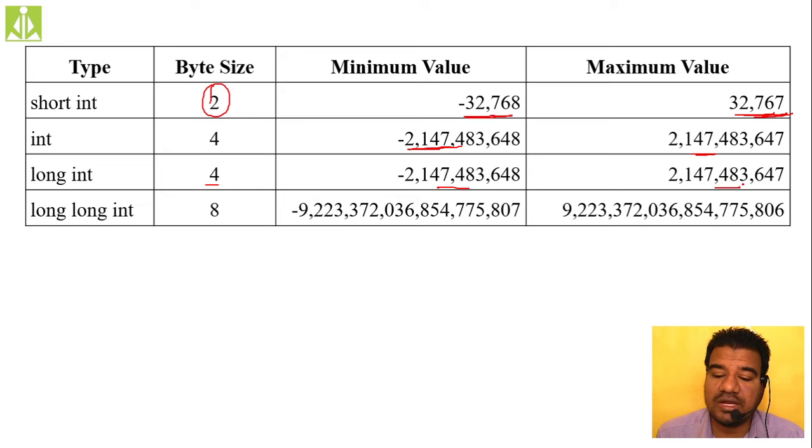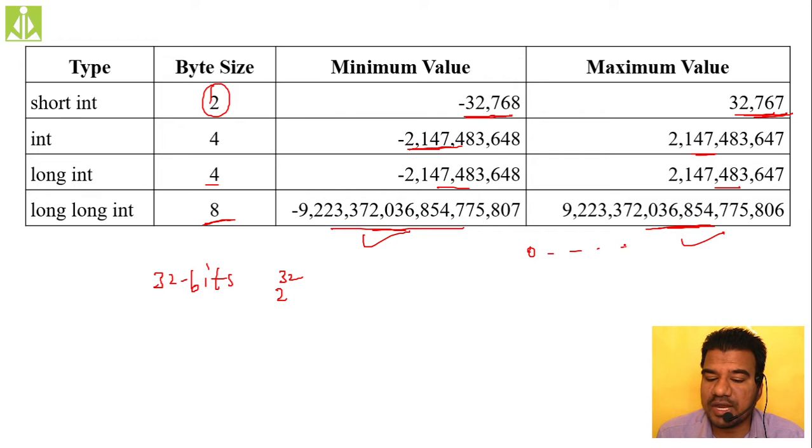For long long integer, 8 bytes it will allocate. 8 bytes in the sense how many bits? 64 bits. And to get the range, you have to tally 2 power 64. It is a very huge value, and that huge value we have represented over here. This is for the positive way and this is for the negative way. In between we have 0, and in the positive direction you can store up to this value, and in the negative direction you can store up to this value.